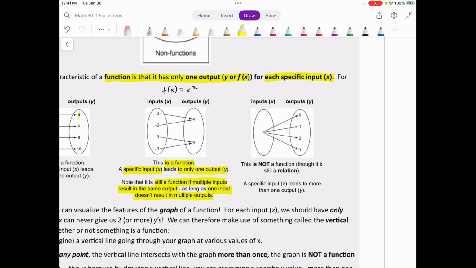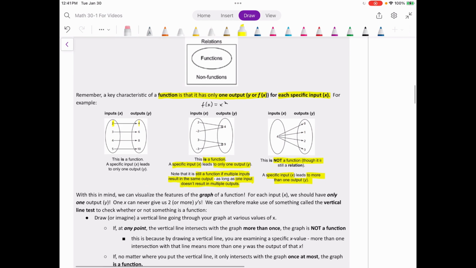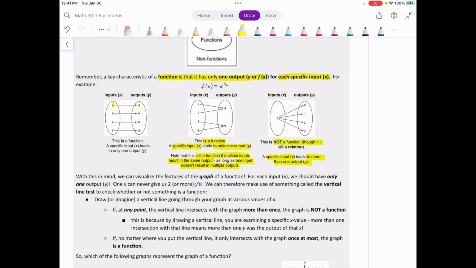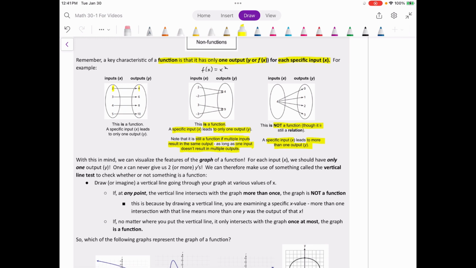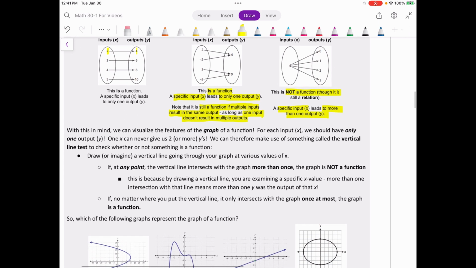Okay, so this is not a function. Still a relation because it is still a relationship between two variables, right? But it's not a function because a specific input is leading to more than one output, y, okay? Now, we're reminding ourselves of this because we're going to be talking about some inverses of relations, which sometimes are not functions. They're still relations, but sometimes they are not functions, okay?